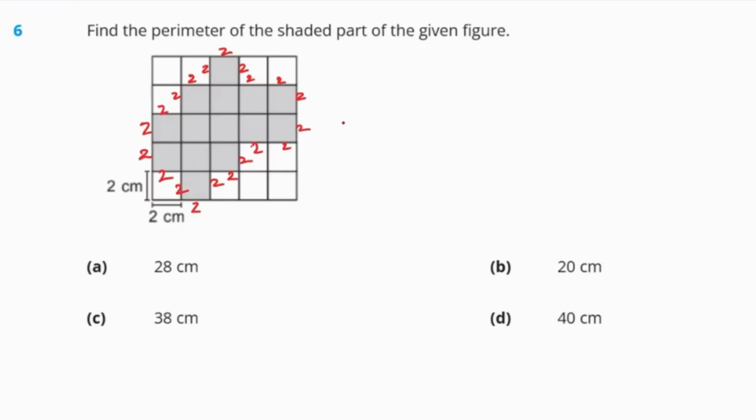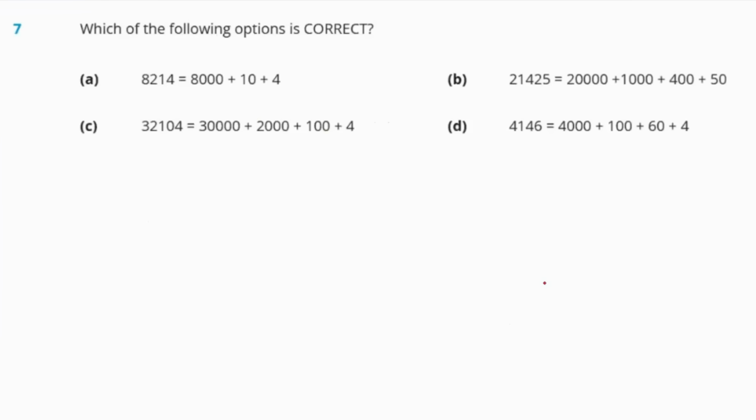So how many parts are there? 20 lines are there and each is 2 centimeter. So 20 into 2, that is 40 centimeter is the perimeter of the shaded part. So we have 2 times 20, the total boundaries of the shaded part, that is 40 centimeter. So the correct option is option D, 40 centimeter.